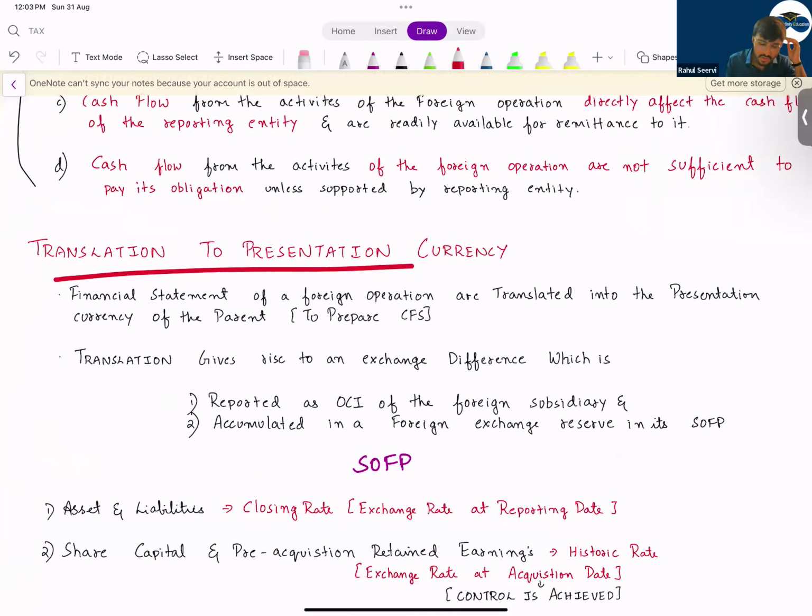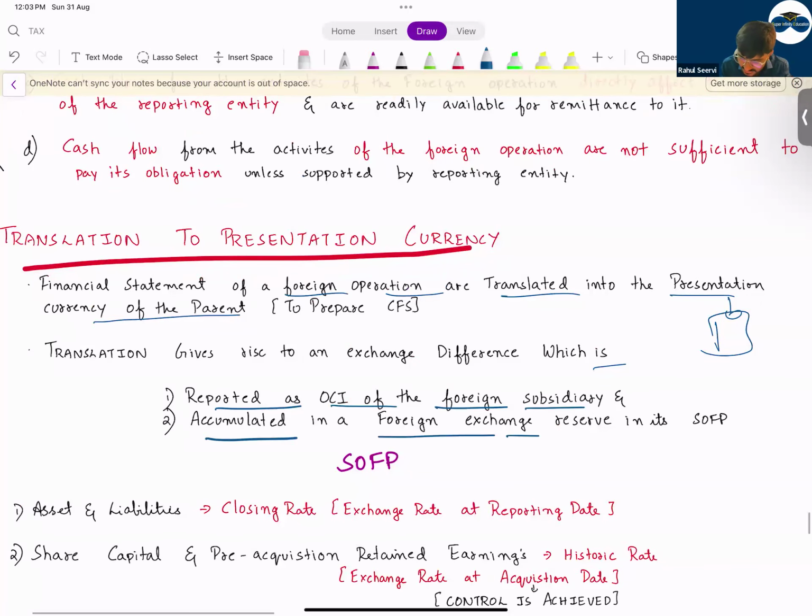Now coming to translation to the presentation currency. That means you want to prepare your balance sheet, so you have to translate the financial statements. Financial statements of foreign operations are translated into the presentation currency of the parent company. Presentation currency means the currency in which the financial statements are prepared. Translation gives rise to exchange gain or loss, which is reported in OCI and accumulated in equity under a new heading known as foreign exchange reserve.